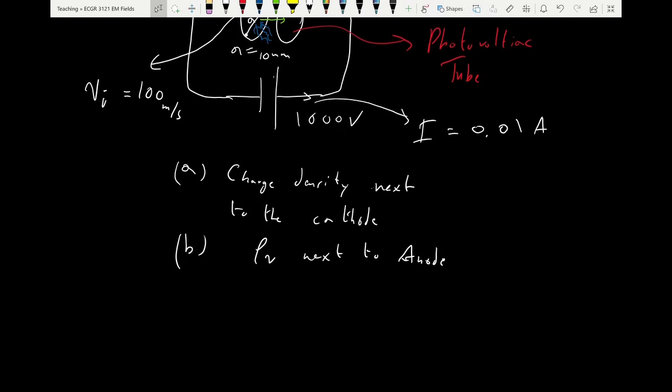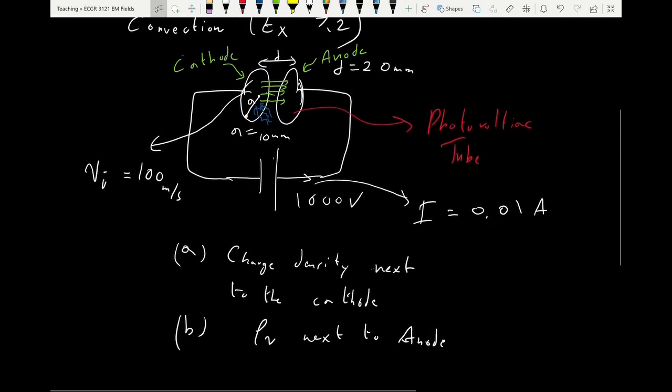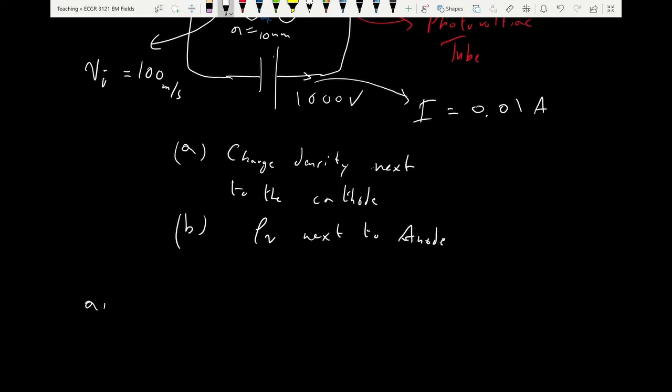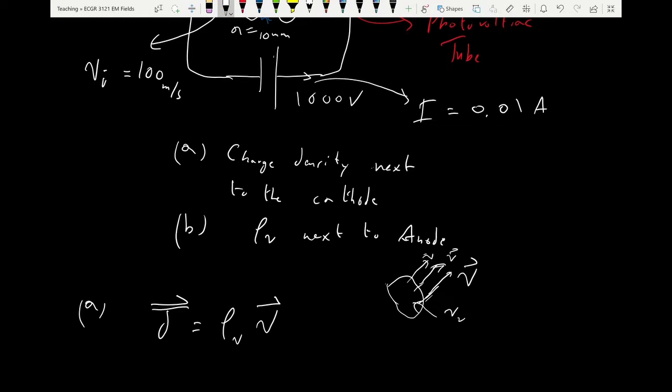Okay, how can we find the charge density? Let's start with A. The charge density, you remember from the definition of J, is the charge density times V. V is the velocity vector. So if we have in any region in space some charge density rho V, and every part of the charge density is moving with a velocity V, that gives us the current.